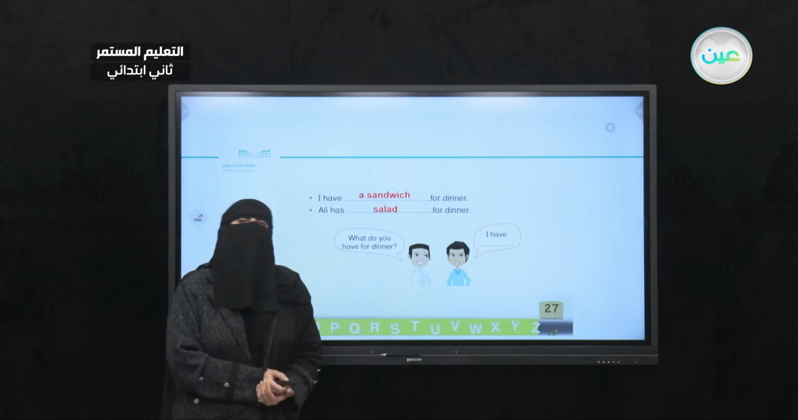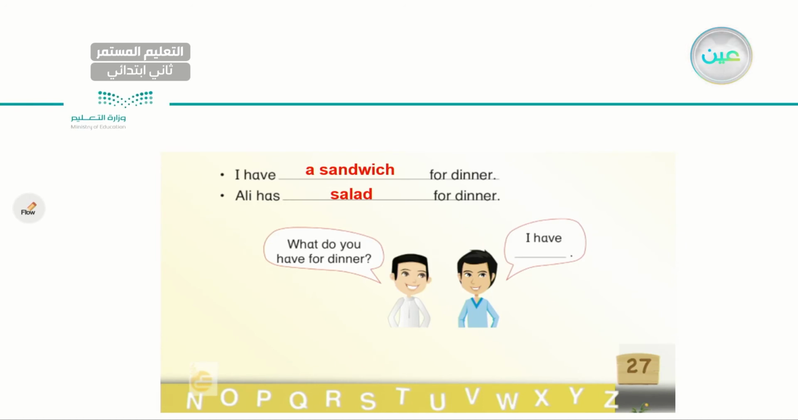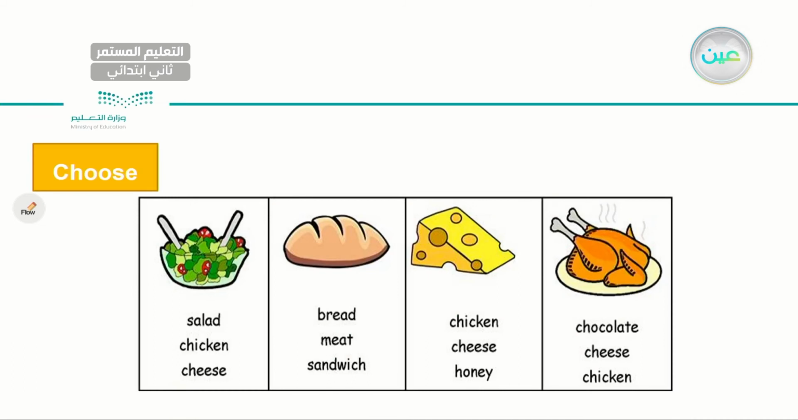Remember to pick healthy options. So go ahead and do the same. Ask someone right next to you the same question. What do you have for dinner? I have... You can fill it with any answer you want. Okay? Now, let's have this exercise.